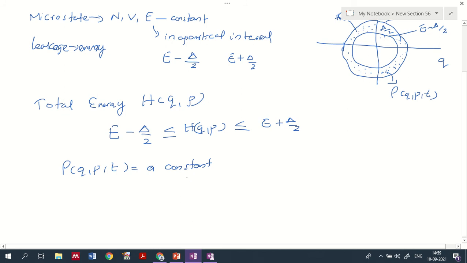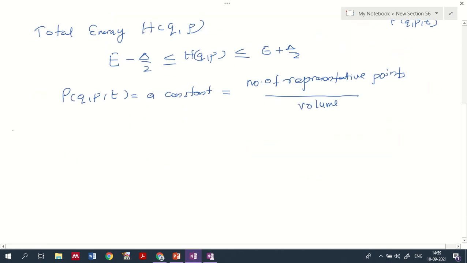So the density will also be constant in that representation. And we know what density means. It gives the idea of the number of representative points, or number of microstates, divided by volume. That is what we call the density. Now in general, whenever you represent a microcanonical ensemble, we have a specific representation.